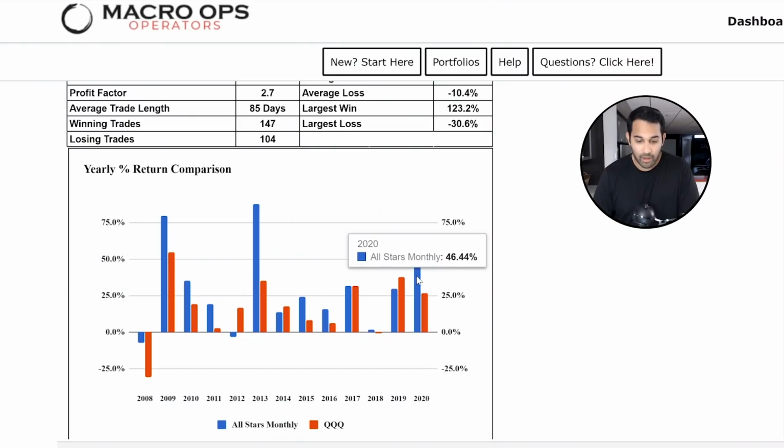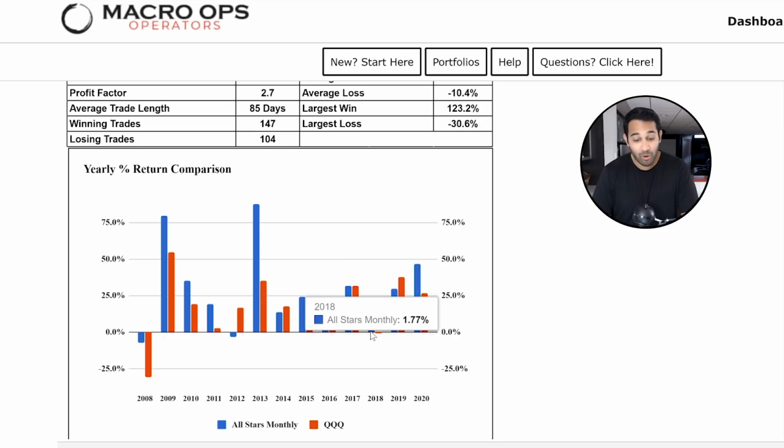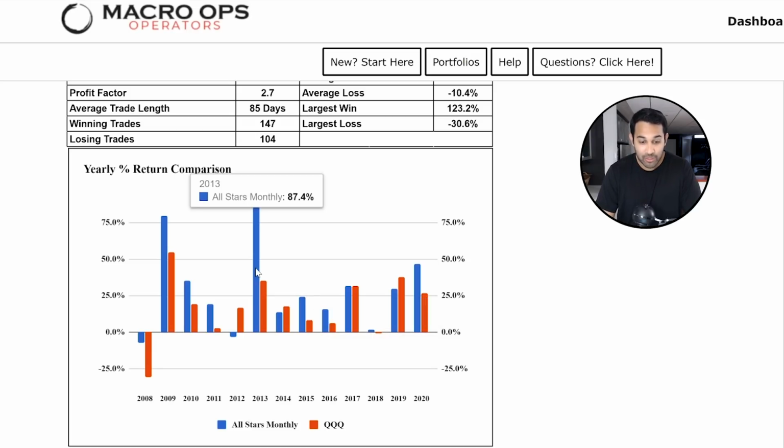Why stress about, hey, we're up 47%, will it turn around here? It doesn't matter, because it could turn around or it could go much higher. It's not even something that I think about. So you can see right here, in 2020, we're up 46.44%. In 2018, we were only up about 2%, and there were a lot of swings that year. Go back to 2013, we were up 87.4%. So at some point in 2013, we were sitting at 46.44% and thinking, hey, should I not take any more trades? Well, if you did that, then you would have missed out on so much more.